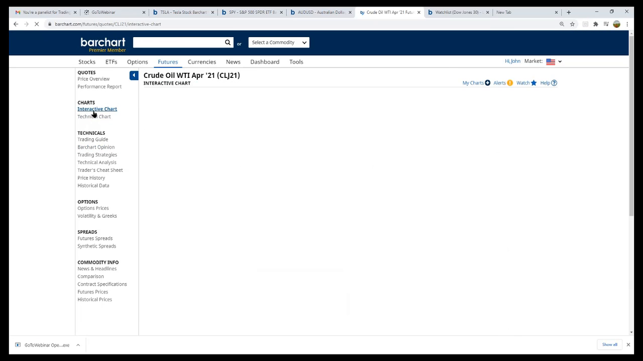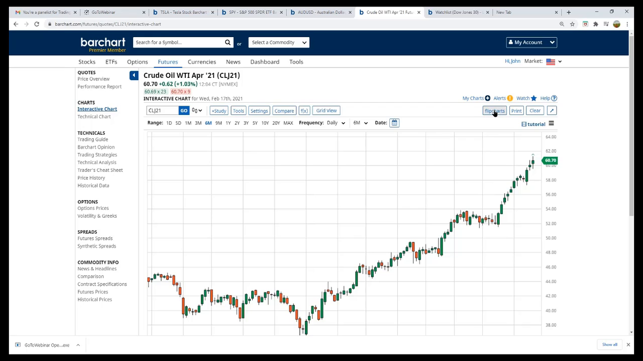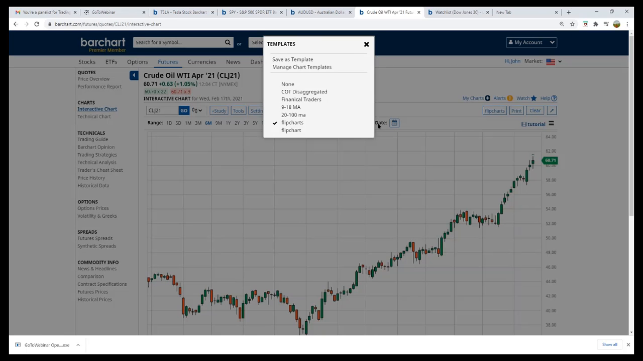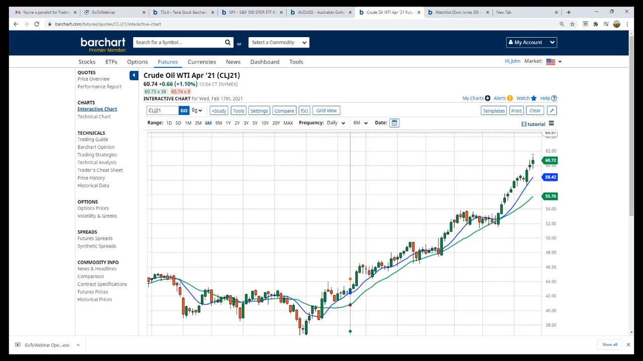Here's our crude oil, and one of the templates that I have already created that I've used many times in our presentations is our 9 and 18-day moving average. And let me get rid of the Bollinger Bands for a second here. And what we're seeing here is that our trend is accelerating, our speed is going up, but also our engine is diverging, we're moving farther and farther away from our trend lines, right? And actually, you can really see this shifting of gears in this chart here.